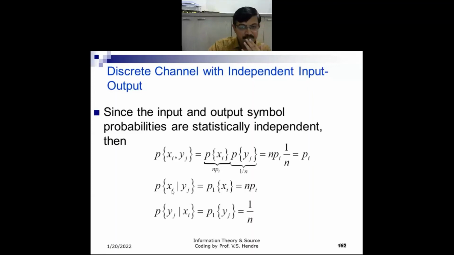Similarly, the conditional probability p of xi given yj will be p of xi, that is n into pi, and p of yj given xi will be p of yj, that is 1 upon n. So this is how we can calculate the joint and the conditional probabilities of statistically independent events.